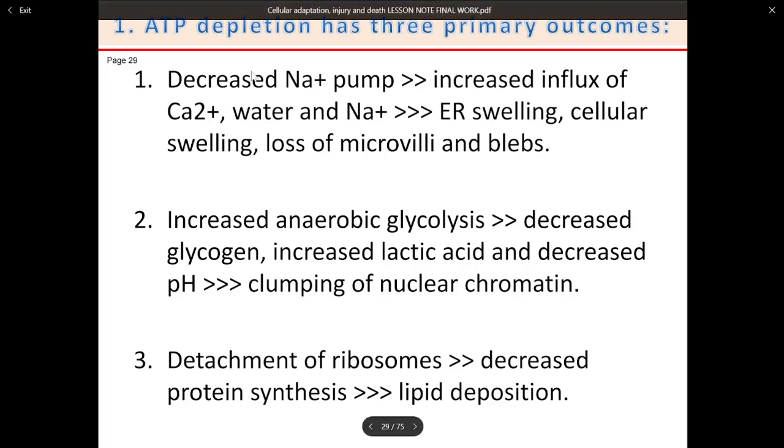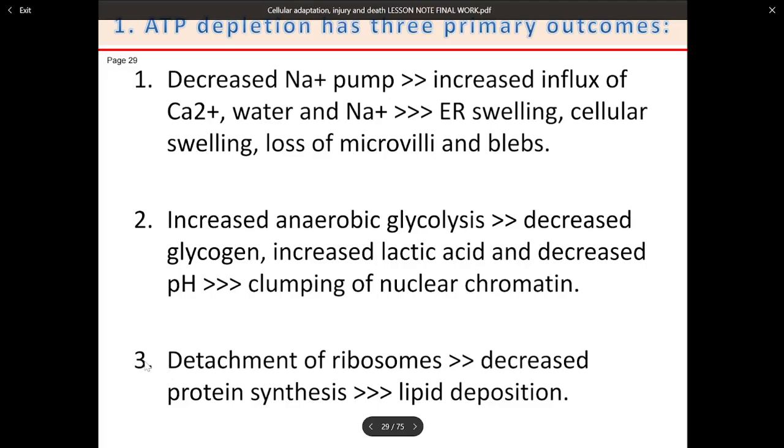So the second outcome is there's increase in anaerobic glycolysis, which will result in decrease in glycogen as well as increase in lactic acid and decrease in pH. When there's increase in lactic acid production, that's increase in the acidity of the cell, it will result in decrease in pH, right? Which will result in clumping of nuclear chromatin. So the cell dies ultimately.